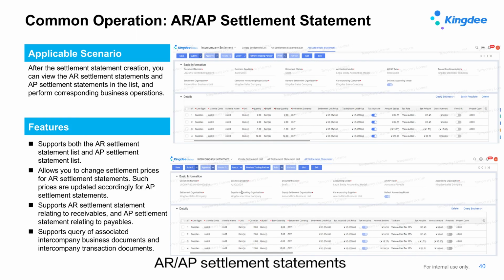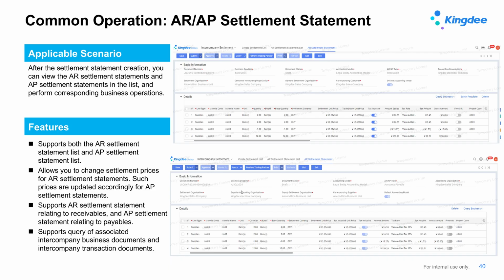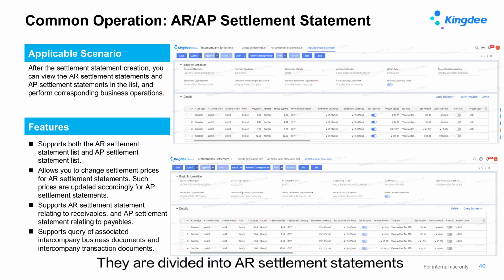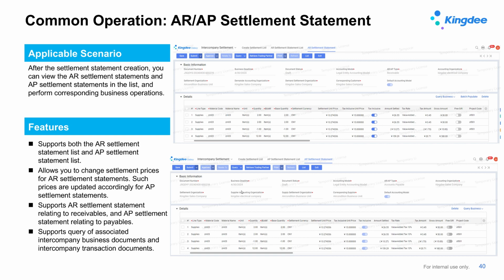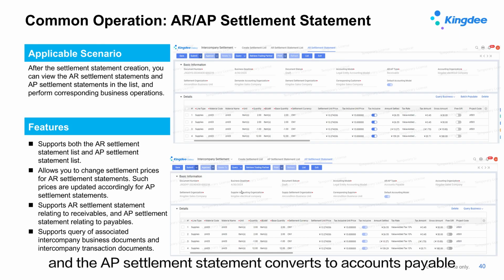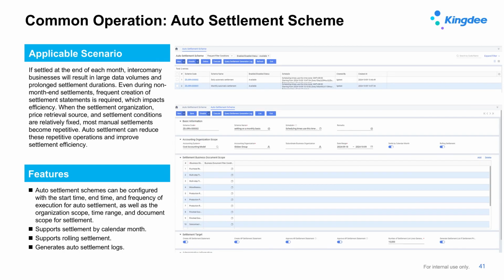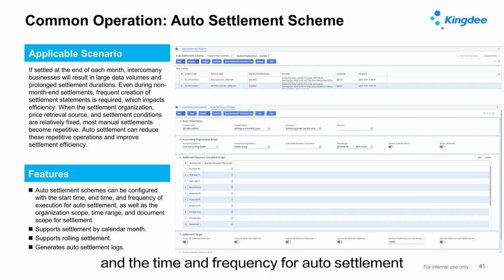AR and AP settlement statements are documents generated from intercompany settlement statement creation. They are divided into AR settlement statements and AP settlement statements. The system allows you to change settlement prices for AR settlement statements, and such prices will be updated accordingly for AP settlement statements. The AR settlement statement converts to accounts receivable, and the AP settlement statement converts to accounts payable. The auto settlement scheme allows configuration of auto settlement conditions and the time and frequency for auto settlement.